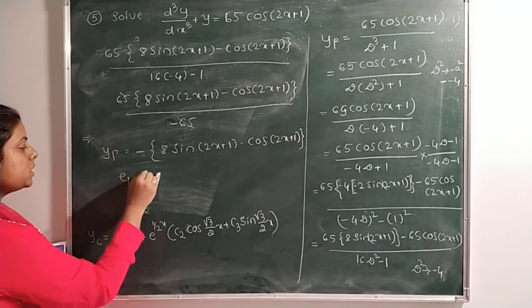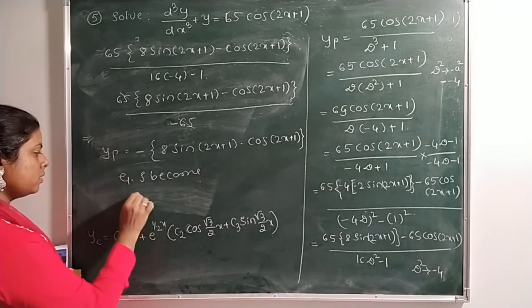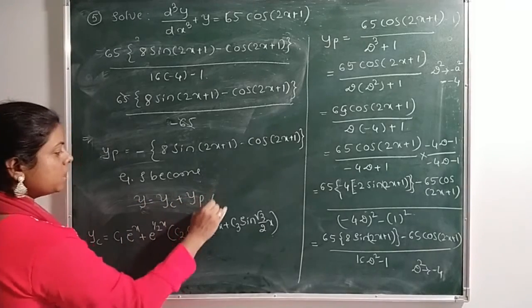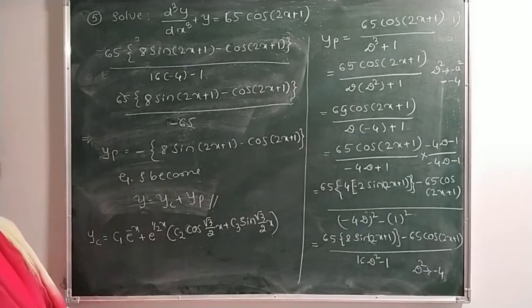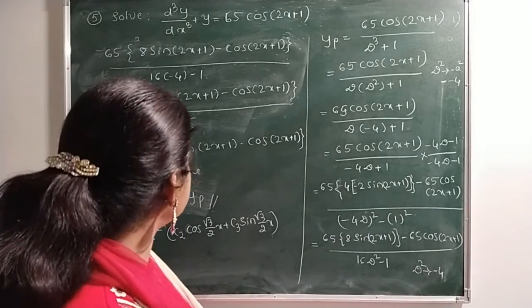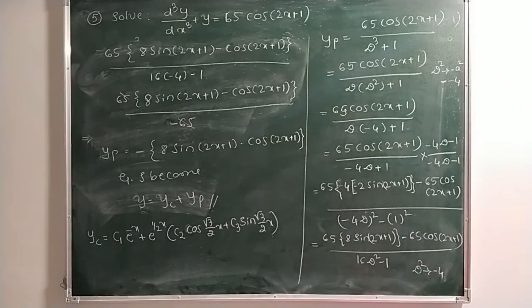Therefore, the general solution becomes y is equal to yc plus yp. It is compulsory to write the complementary function with the particular integral to get the general solution. This is the fifth example of type 2.